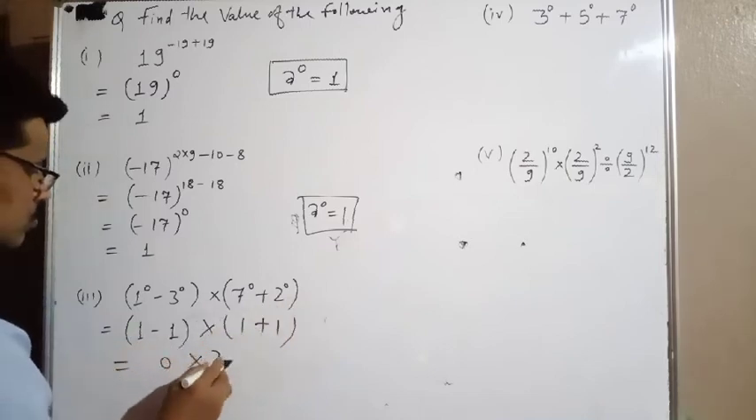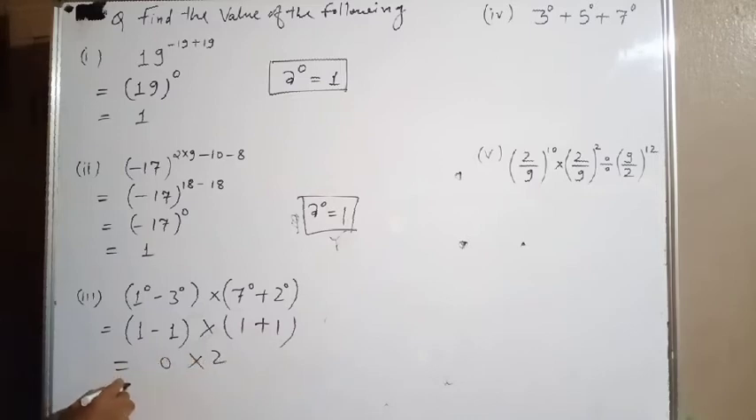And here 1 plus 1, 2. And you multiply 2 into 0. What do you get as the answer? 0. This is your answer.